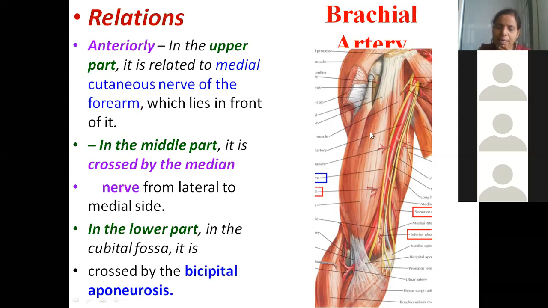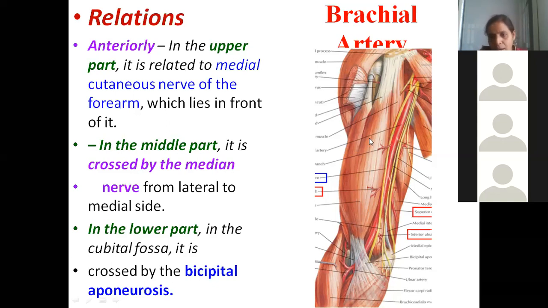So let us name the structures: long head of biceps, short head of biceps, then coracobrachialis. In the front of the arm we have three muscles: biceps brachii, coracobrachialis, and brachialis. Two muscles are visible now, biceps and coracobrachialis. Behind, in the extensor compartment, only one muscle is there. What is the name of that muscle? That is triceps. Behind, only one muscle.